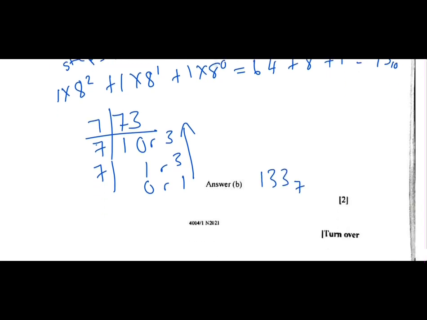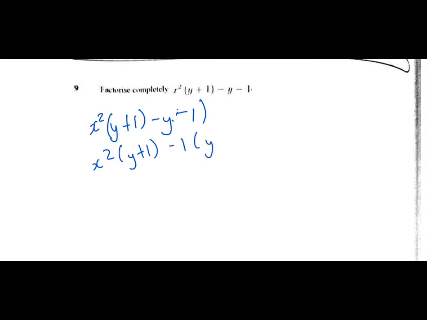Let us then move on to the next question, question 9. Factorize completely x squared bracket y plus 1 minus y minus 1. So here, x squared bracket y plus 1 minus y minus 1 can be rewritten as x squared bracket y plus 1 minus 1 bracket y plus 1. We factor it out, and then we have in the brackets y plus 1. And then we go on to x squared minus 1, put it in brackets as the first bracket, and then we take the common factor y plus 1.